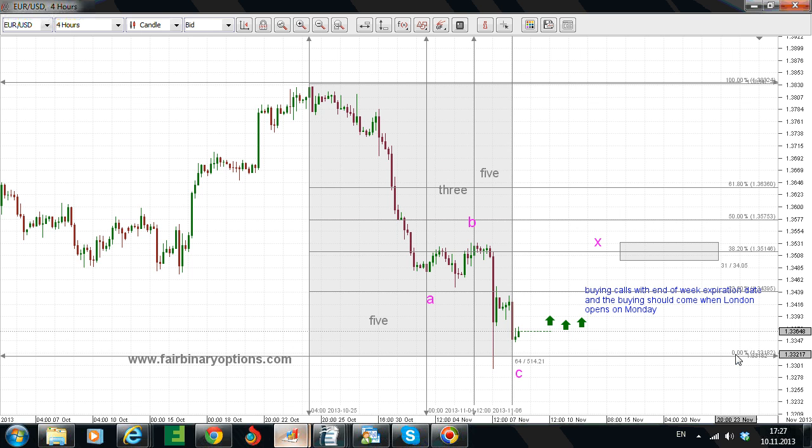Basically, we don't care. So as a consequence, we are buying calls with end of week expiration date, and the buying should come when London opens on Monday, end of week being Friday. Bullish scenario, bullish outcome, buying calls. Whenever you buy calls, you look for price at the expiration date to be bigger than the striking price, meaning the price you are buying the option for, and whenever you are buying puts, you are looking for the opposite. Not our case here. We are bullish on the pair, hence buying calls.